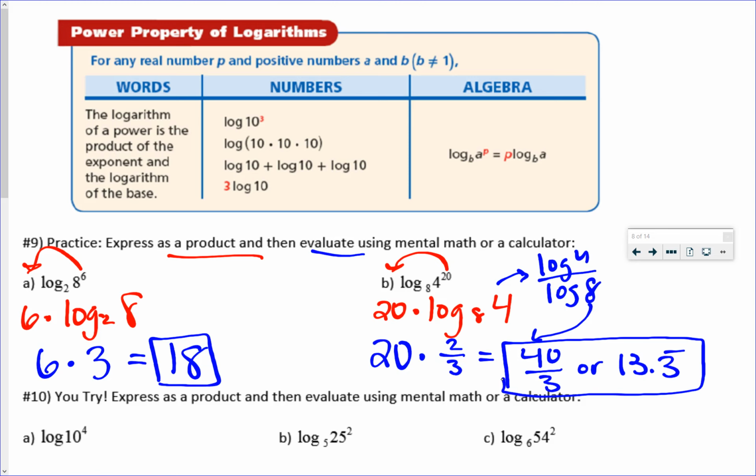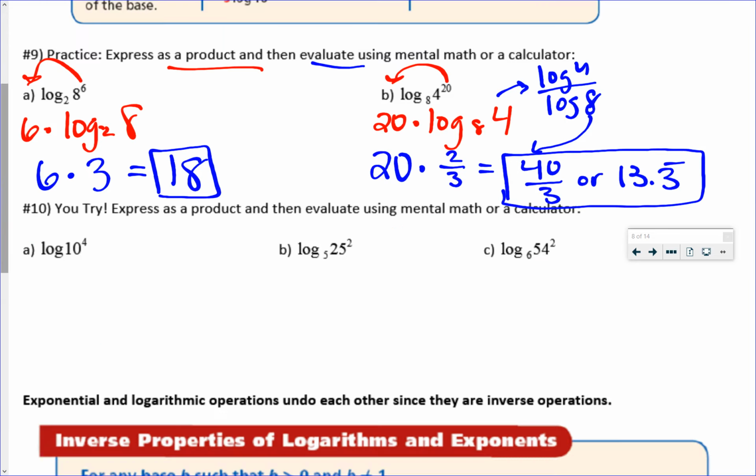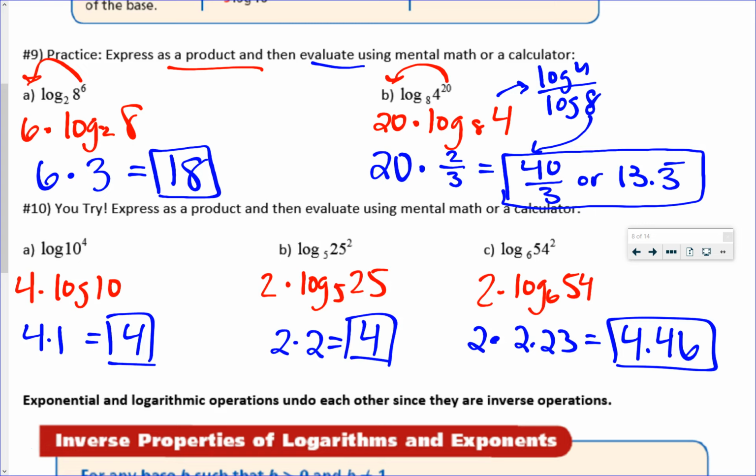Okay. All right, you try the next ones. Try 10. There's 4 of them there. You can do it. A and B are nice, pretty numbers. C, you'll get a decimal, and you'll be fine. You'll survive it. Okay? So you do those guys. All right. Check your answers with mine, please.